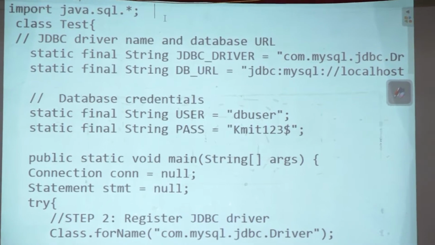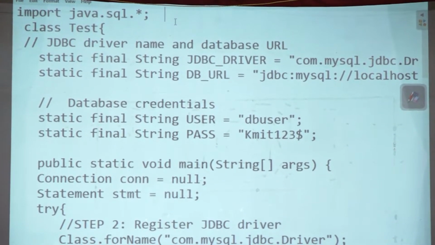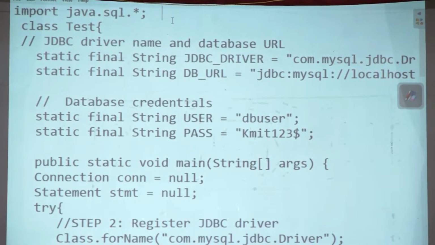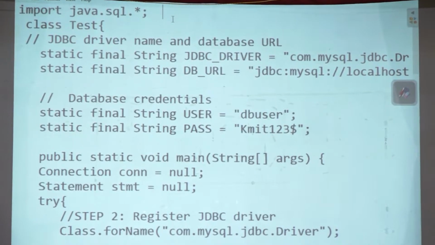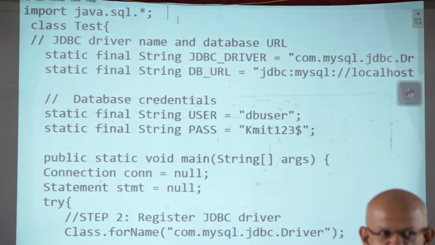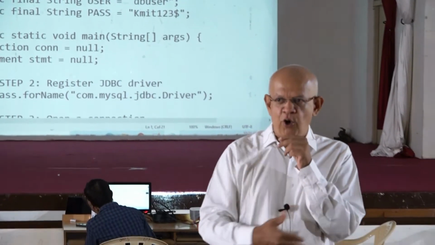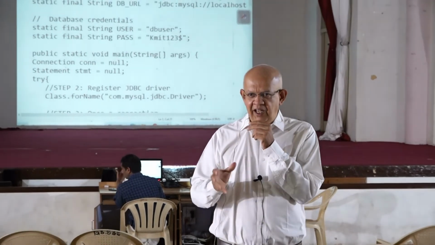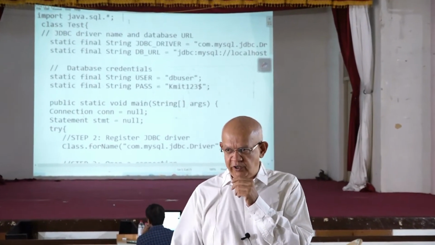So you import java.sql.star, because all the SQL related classes are there. This program works only with relational databases, not with MongoDB and the NoSQL databases of the world. For those, we need to write different code, because there we have more of a key value kind of correlation.